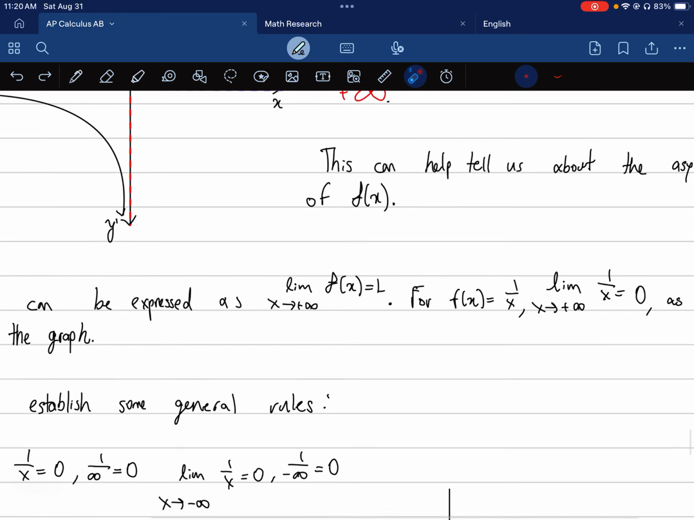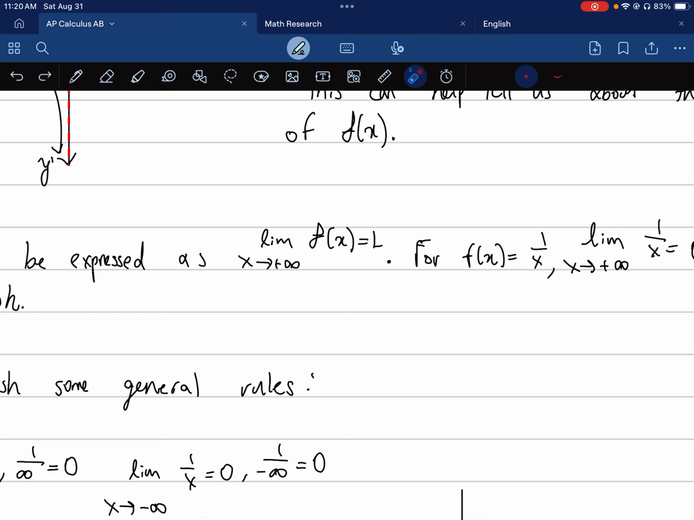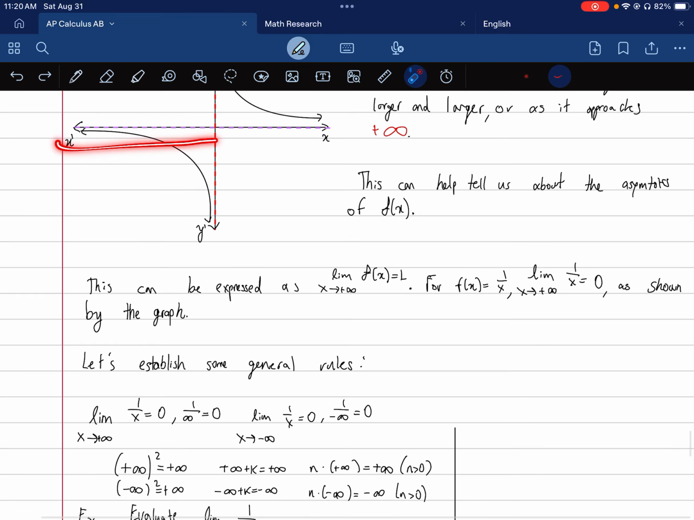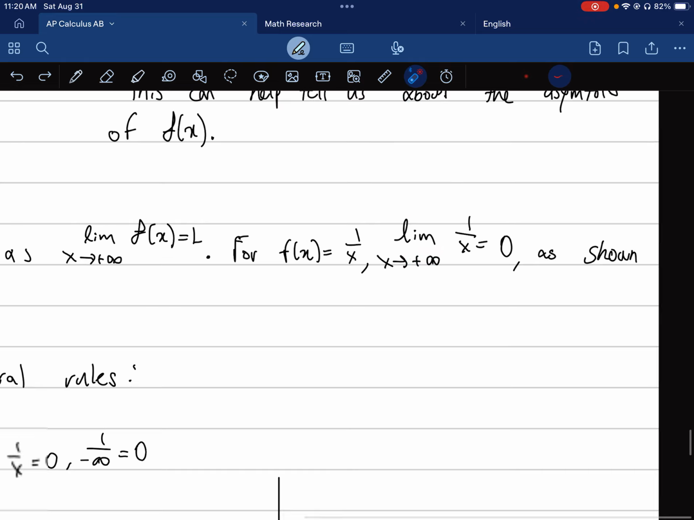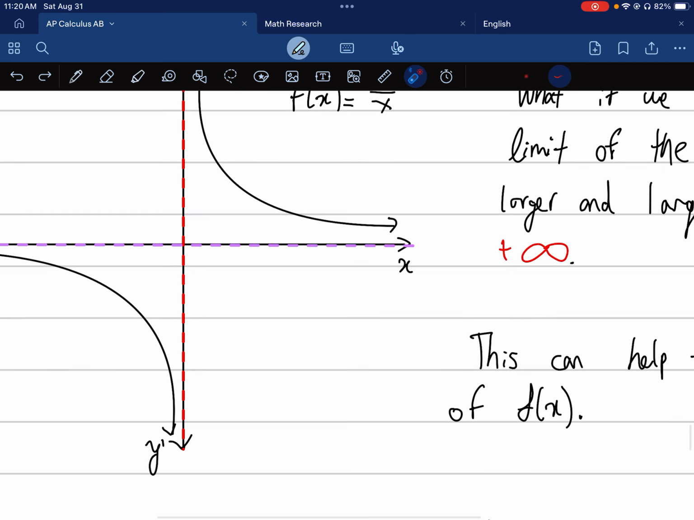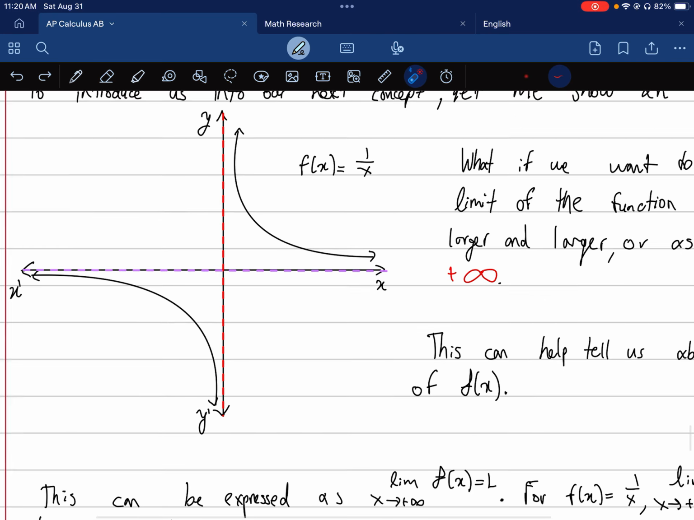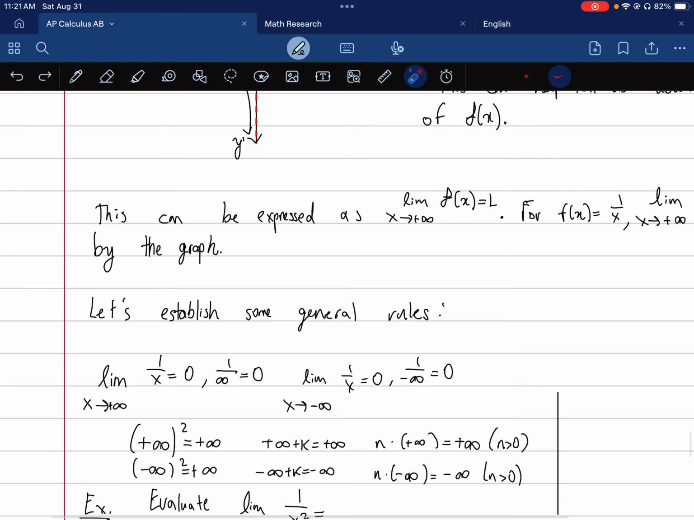So we'll express this as the limit as x approaches positive infinity of f of x is equal to L. Now we can also put a minus here if you're going to negative infinity. For f of x equals 1 over x, the limit as x approaches positive infinity of 1 over x is equal to 0, as shown by the graph. Look, as x gets larger and larger, f of x gets closer and closer to 0.